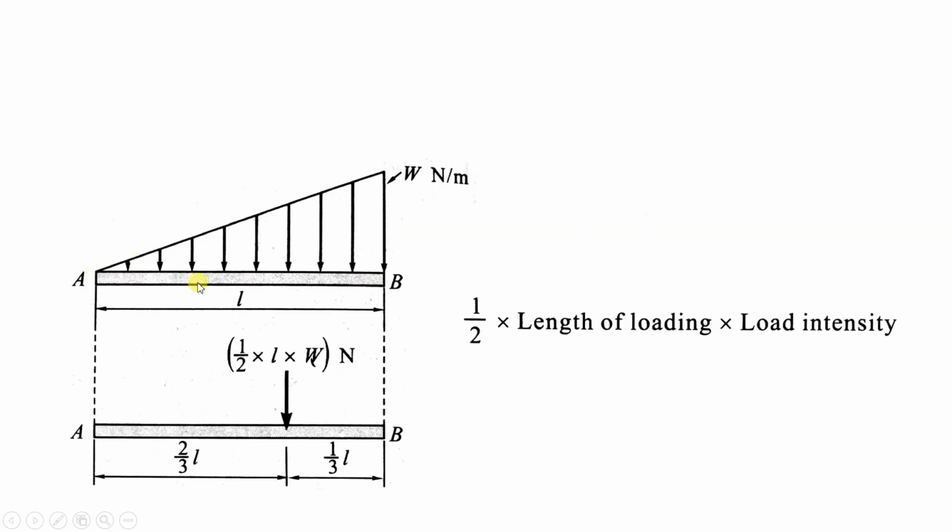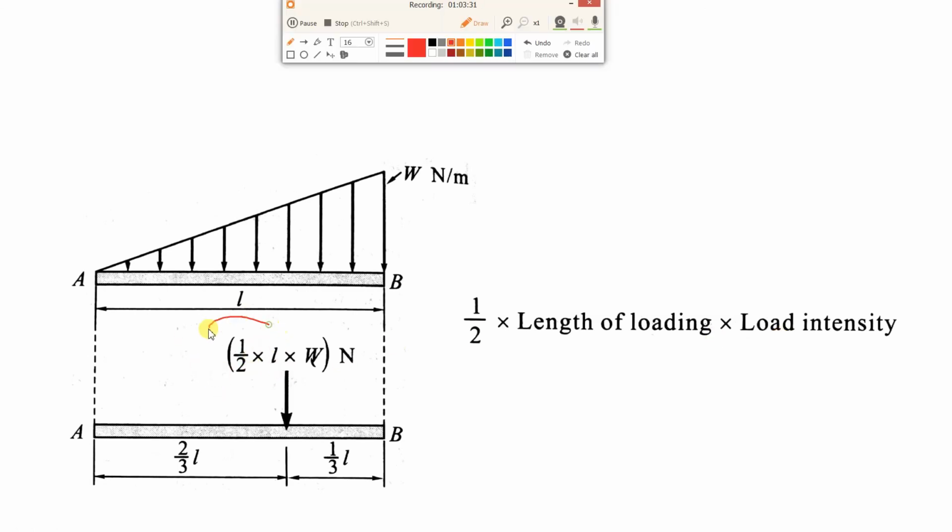So this is the UVL acting on rod AB. What will be the magnitude of this UVL? It will be the area of this triangle: half into base, which is the length of the loading, and height, which is the load intensity W. That will be the point load value in Newton. And what about the point of application? Now this is a triangle, so for the CG, this is the hypotenuse and this is the opposite side. So this distance will be L by 3, and from this vertex it will be 2/3 of L.